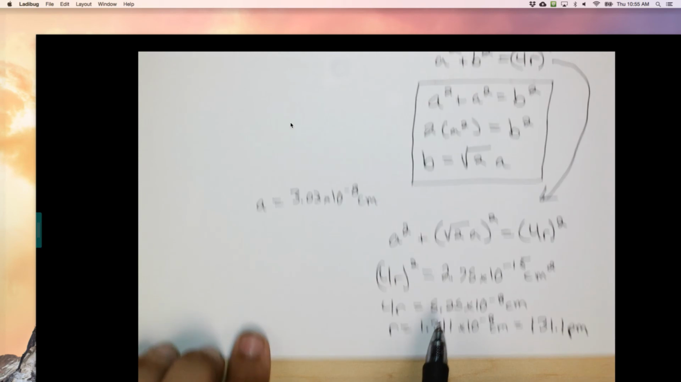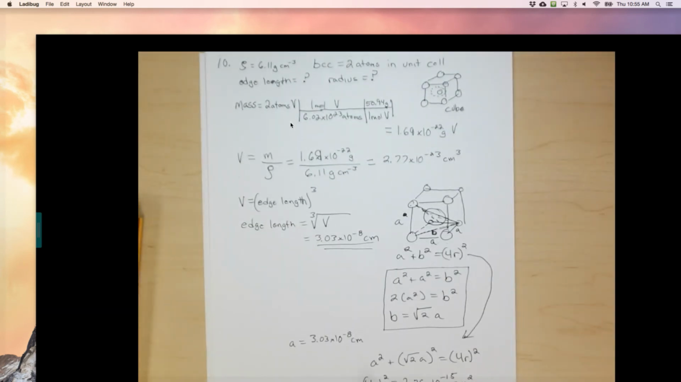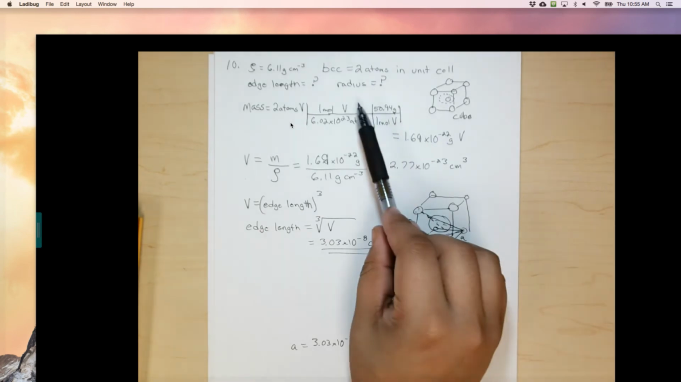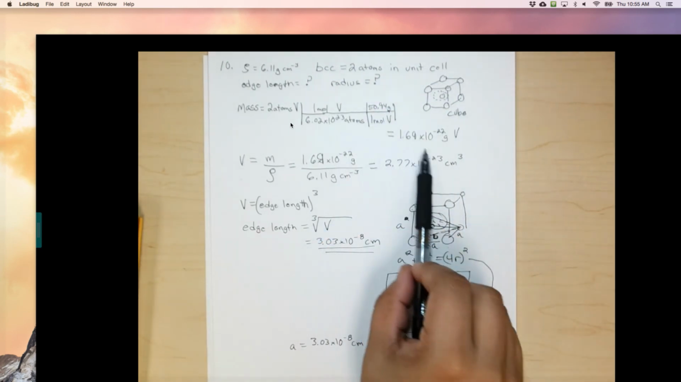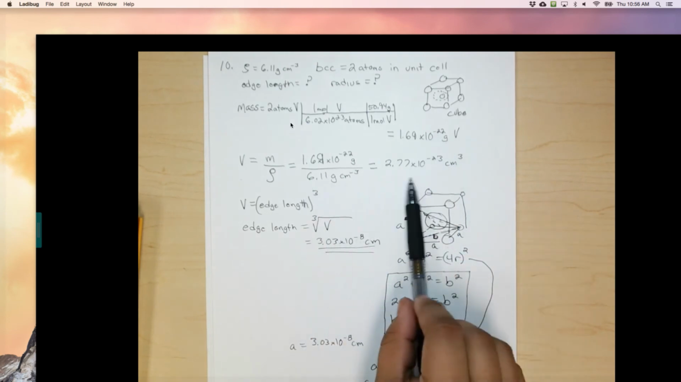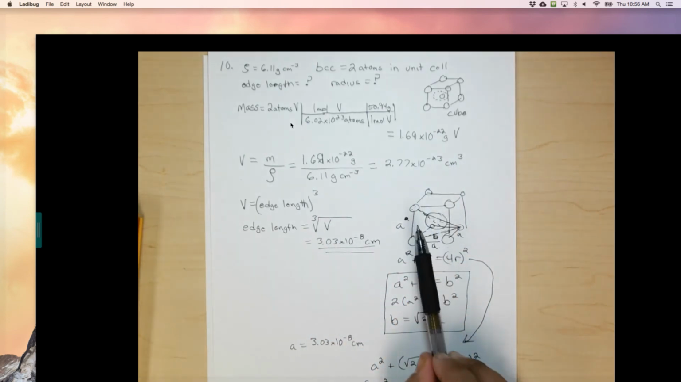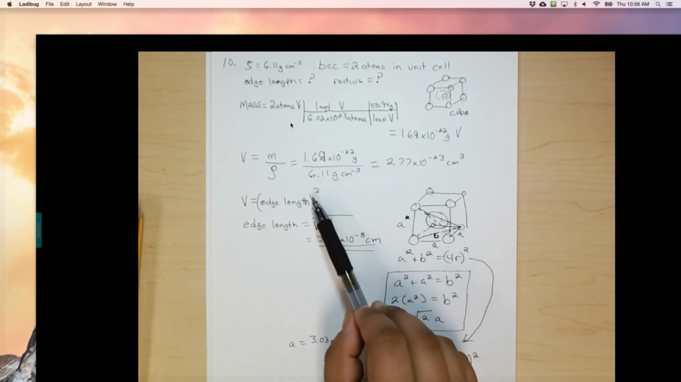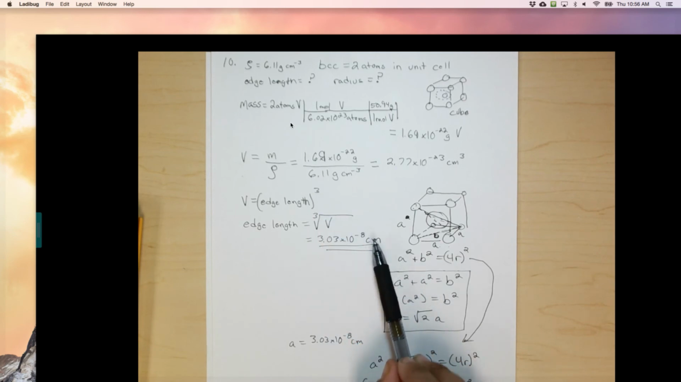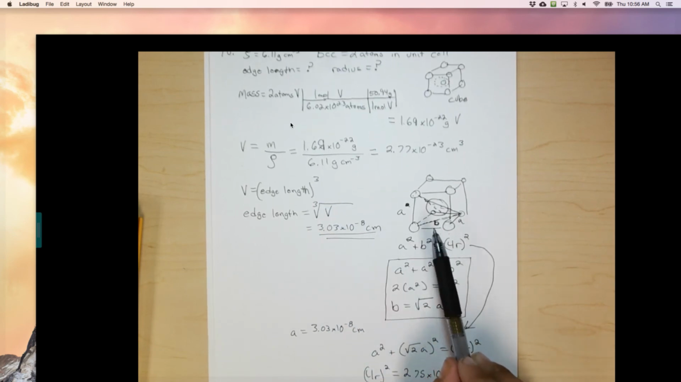Okay, so again, I'm going to zoom this out. First step, write down all the information that you have. Know that body centered cubic has 2 atoms. That helps us get the mass. The mass then helps us get the volume. The identity of the unit cell is cubic. Therefore, we can determine edge length by taking the cube root. And from the edge length, we can do this mathematics.